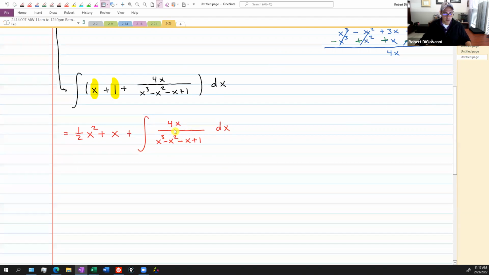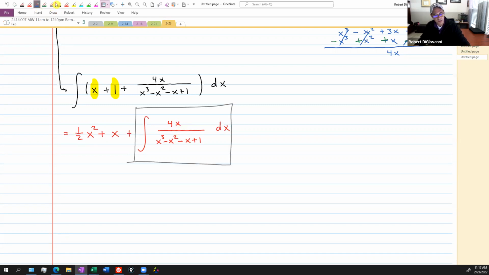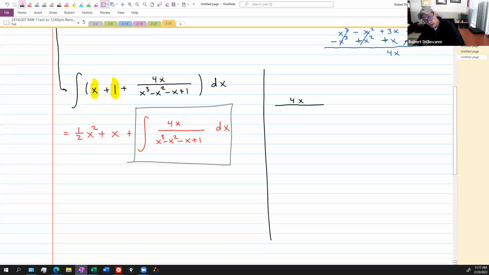This remaining integral is a rational function. It's 4x over some other polynomial. But now the degree of the top is less than the degree of the bottom, right? So there's no more long division to do here. So now I can try partial fractions on just this piece. So I'm focusing all my attention now on this right here. And I'm going to go to the side here and start my partial fractions. This is just algebra. I'm not doing any integration right now.